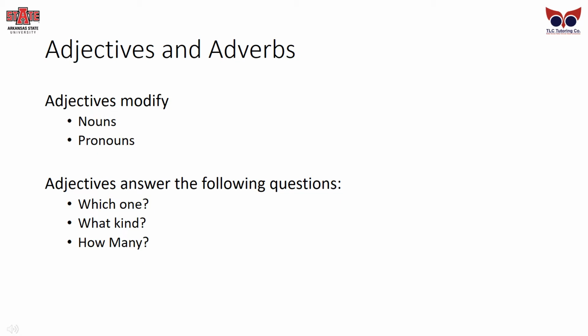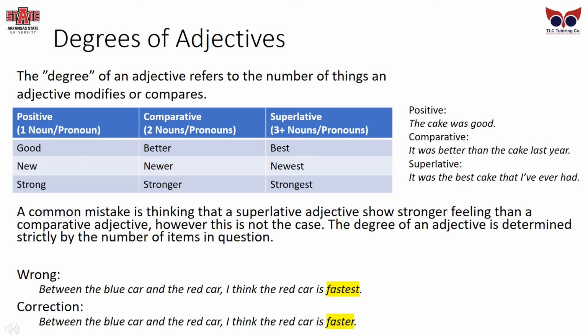Adjectives and adverbs. Adjectives modify nouns and pronouns. Adjectives answer the questions which one, what kind, and how many. Degrees of adjectives. The degree of an adjective refers to the number of things an adjective modifies or compares.